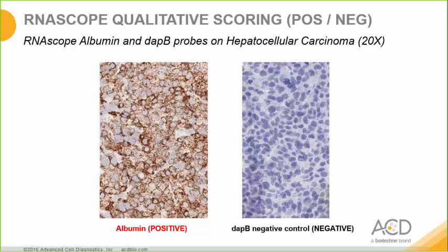Qualitative assessment with just a positive or negative for the presence of the marker is the simplest scoring method and could be appropriate for those that are highly expressed, as is the case with albumin in hepatocellular carcinoma, seen in the left panel with so many dots in the cytoplasm that it is comparable to moderate to marked cytoplasmic staining with IHC. On the right panel is the same tissue stained with DapB, a negative control marker that is completely negative.